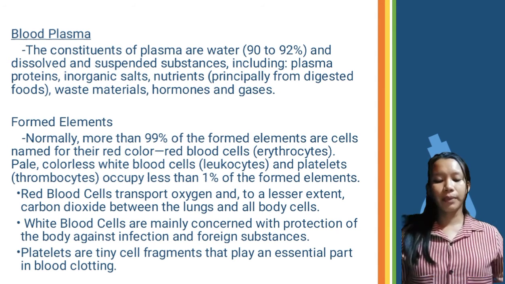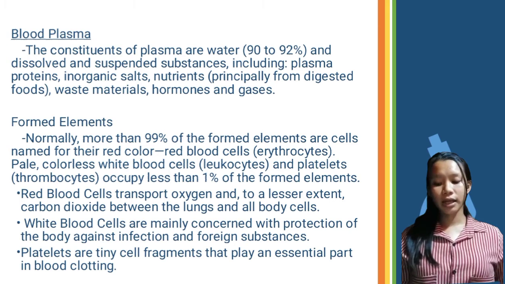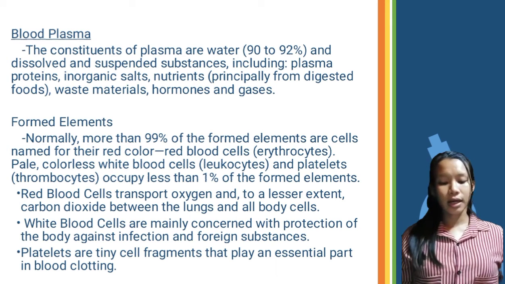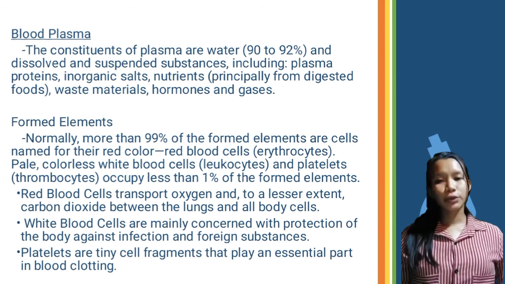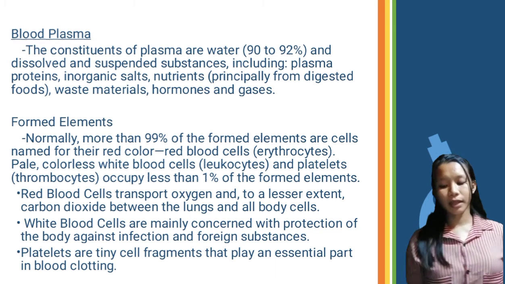The first type of blood cells is called erythrocytes. They are known as red blood cells. The second are known as white blood cells. And the last one is thrombocytes, which are the platelets.